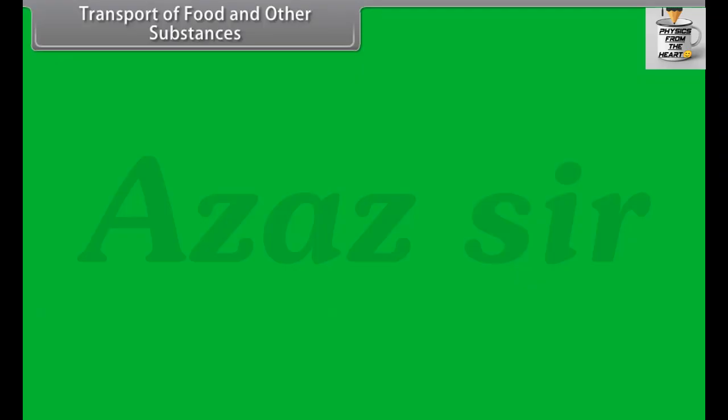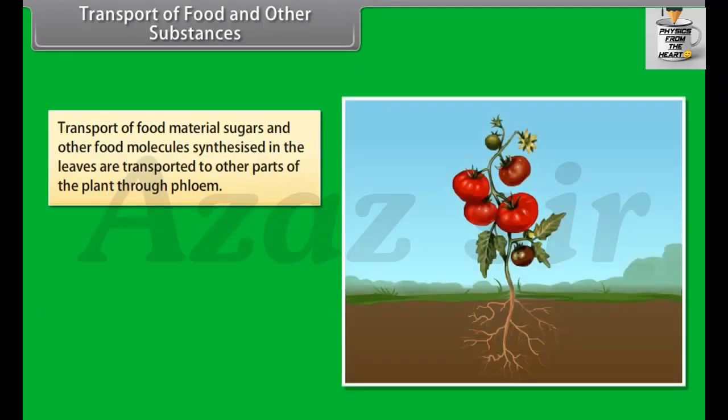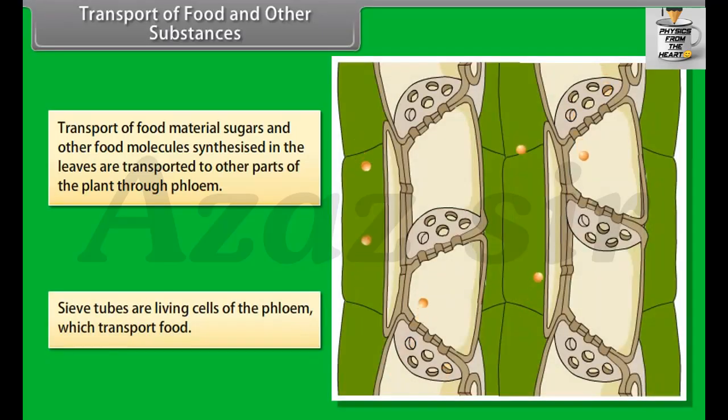Transport of food and other substances. Transport of food material: sugars and other food molecules synthesized in the leaves are transported to other parts of the plant through phloem. Sieve tubes are living cells of the phloem which transport food.